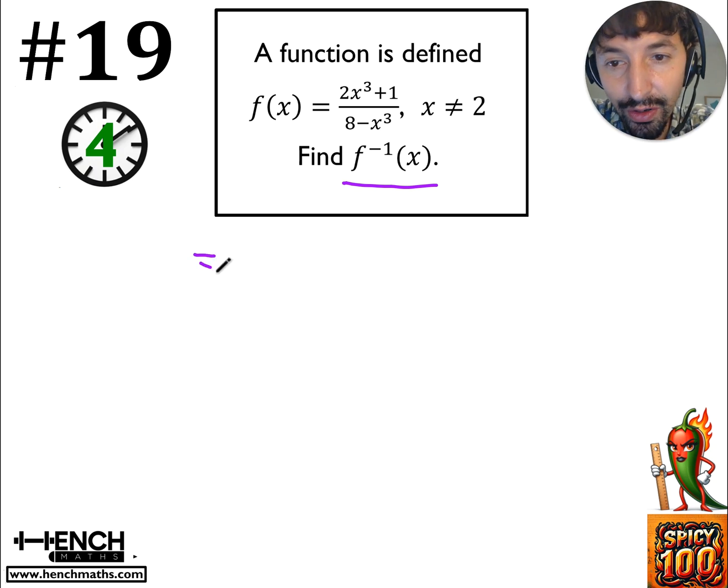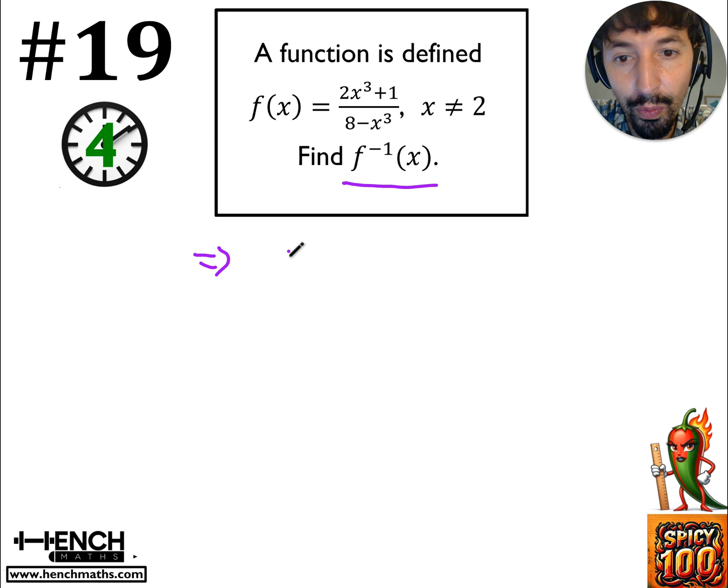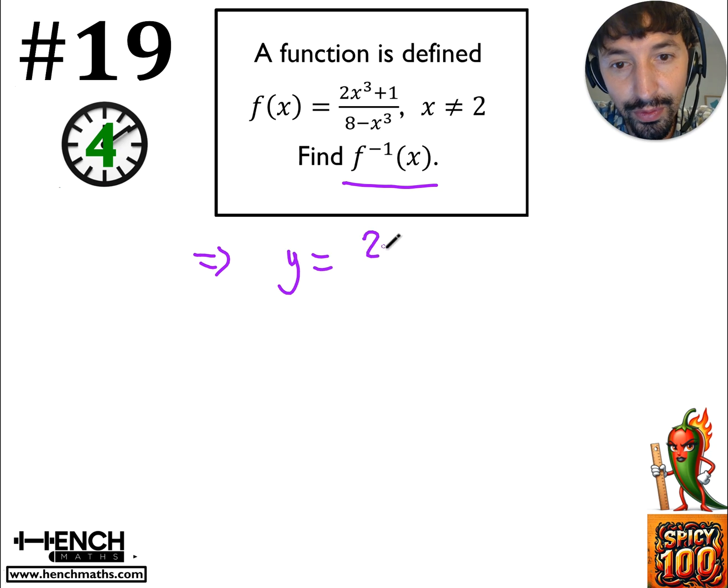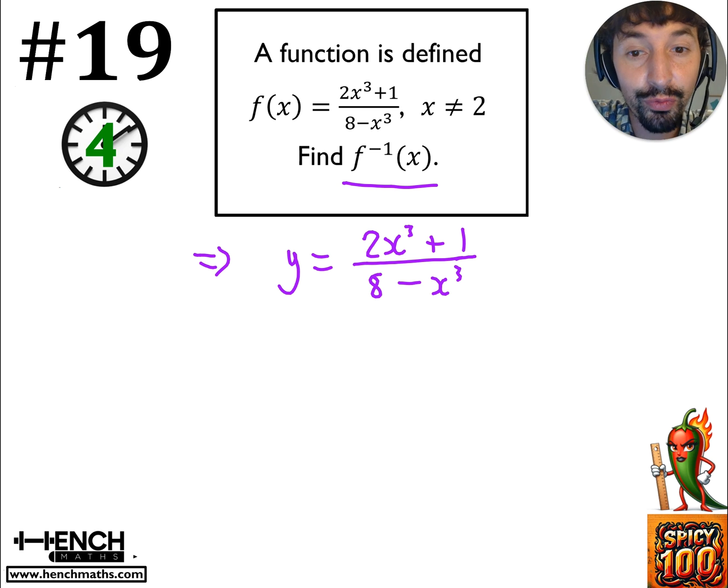So the way that I like to start off with is, instead of f of x, I'll write y equals (2x cubed + 1) over (8 subtract x cubed). And what we're going to do is rearrange this. We're going to make x the subject. So currently y is the subject, we're going to make x the subject.